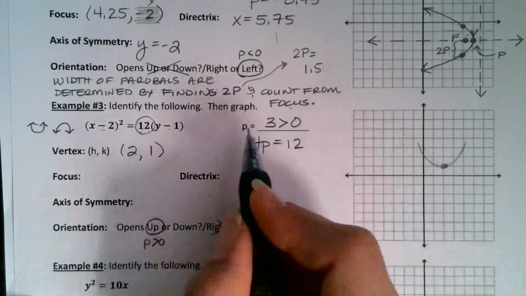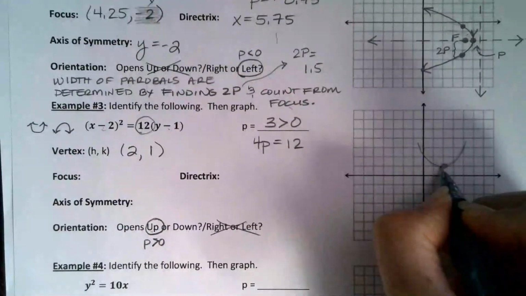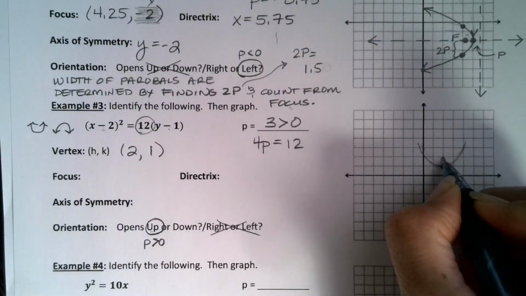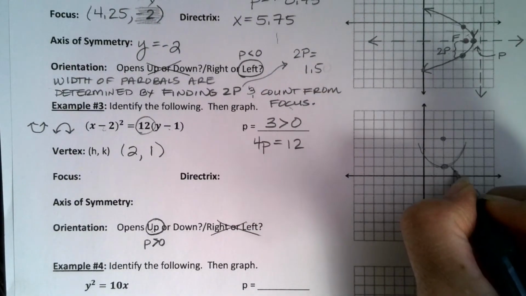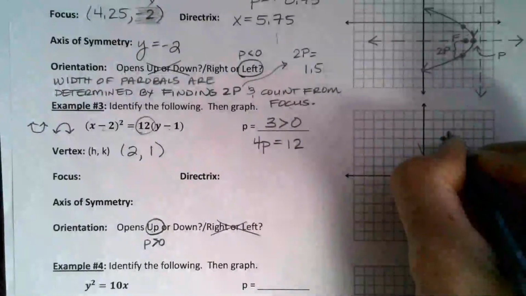It's always going to be my p distance. So in this case I'm going up 1, 2, 3, and there's my focus. So let me label this as V for vertex, F for focus.